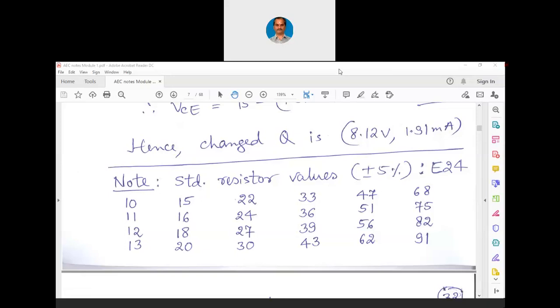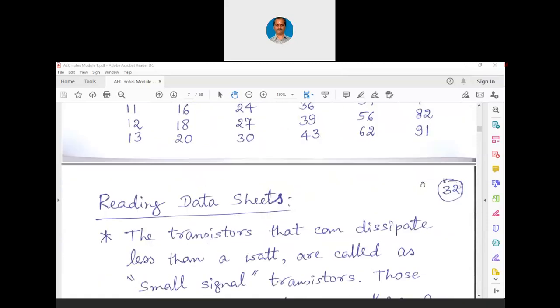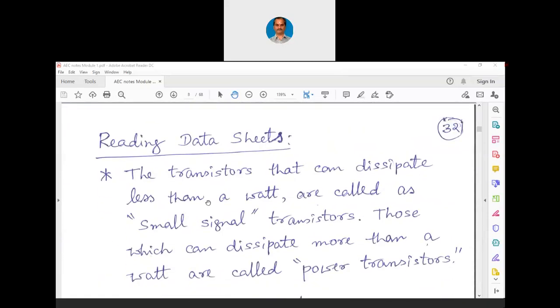Let me proceed now. This is a small topic which is not there in the syllabus as such, but it is better that you understand what is meant by a data sheet. A manufacturer will give a data sheet and you must know how to read the relevant data that is available in those data sheets.